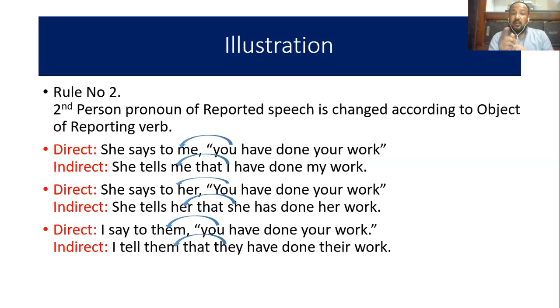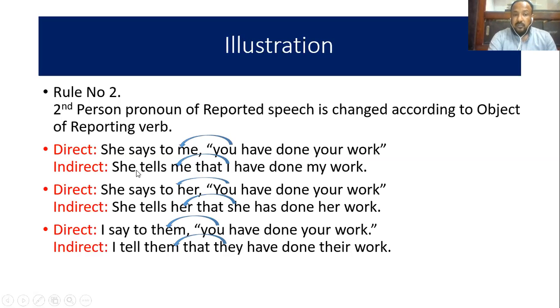Second person changes according to the object. Suppose over here in direct speech, she says to me, "You have done your work." You is the second person. It changes according to the object of the reporting verb. Over here, me. Me is what? Suppose if I say you is the subjective case, what would be the subjective case of me? It is I. I, me, my. We use it like that. So here, the subjective case of me will be I.